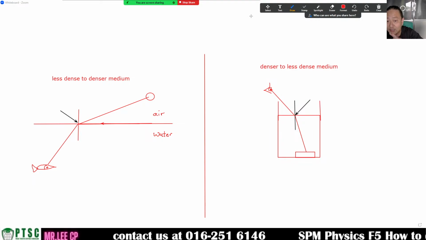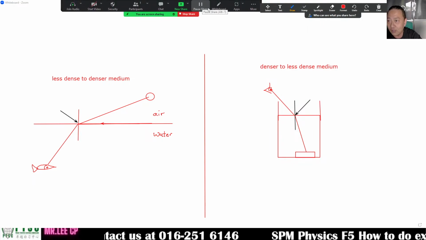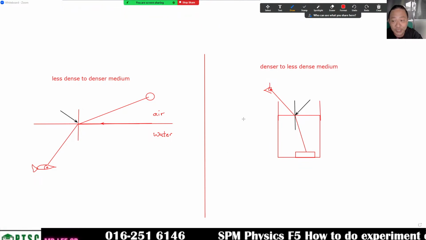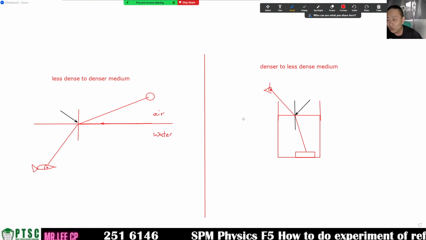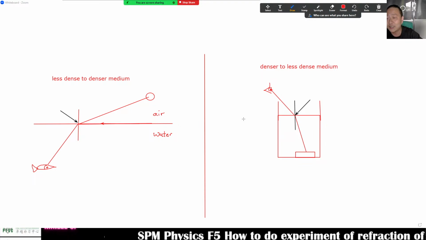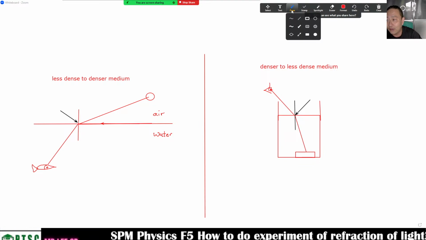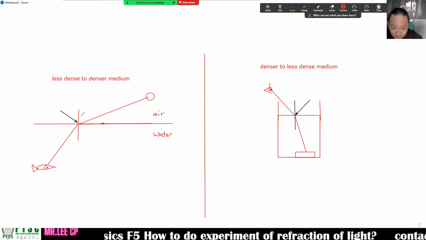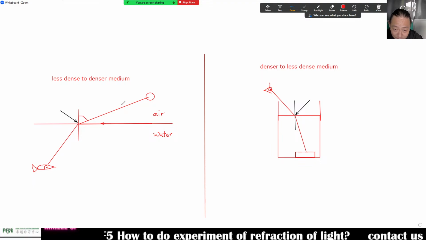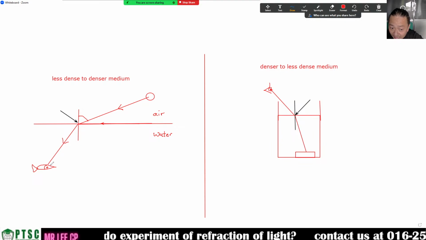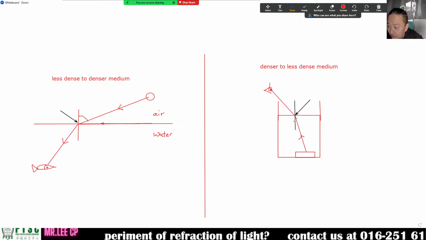If you understand this concept, now we are going to do sums. Are you okay until here? You need to know whether it is denser to less dense or less dense to denser. If less dense to denser, we are going to put here, this is the light coming into here. The light travels from here to the eye.